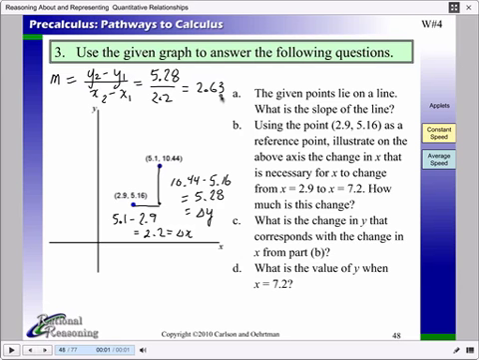So slope is... You got 2.4. Did anyone get something else? 2.4. I'm hearing some different things here. So 5.28 divided by 2.2. 2.4? 2.4. Okay.